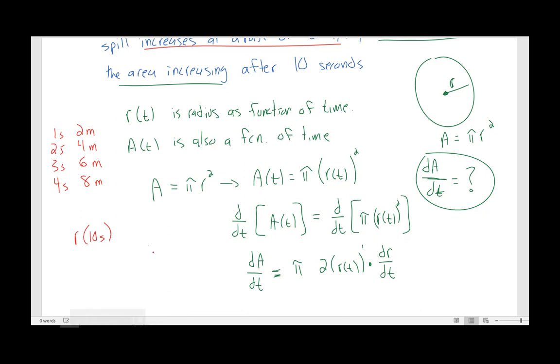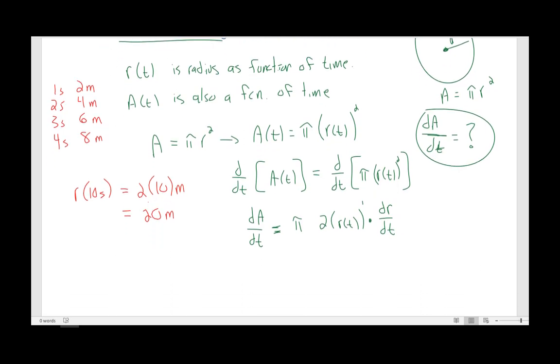So we can see that we're doubling the time. I'm going to double the 10 seconds, and that's going to give me my radius in meters. So I know my radius is 20 meters. I know my rate of change is 2 meters per second. We'll be able to plug all of this in.